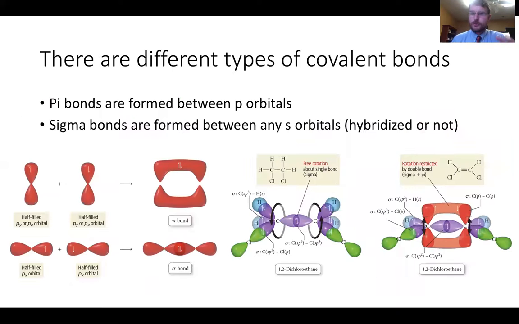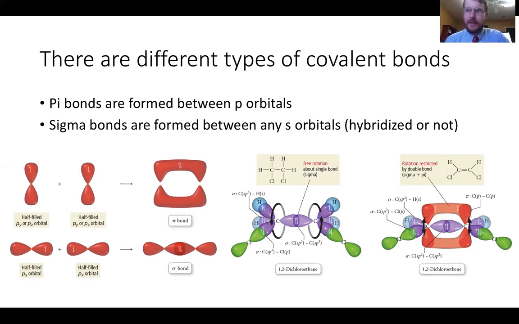Because of this, we can name bonds differently. A single bond. So if you look at the 1,2-dichloroethane, if you look at the middle there, that is known as a sigma bond, right? Single bonds are usually known as sigma bonds. Around sigma bonds, we have free rotation, right?